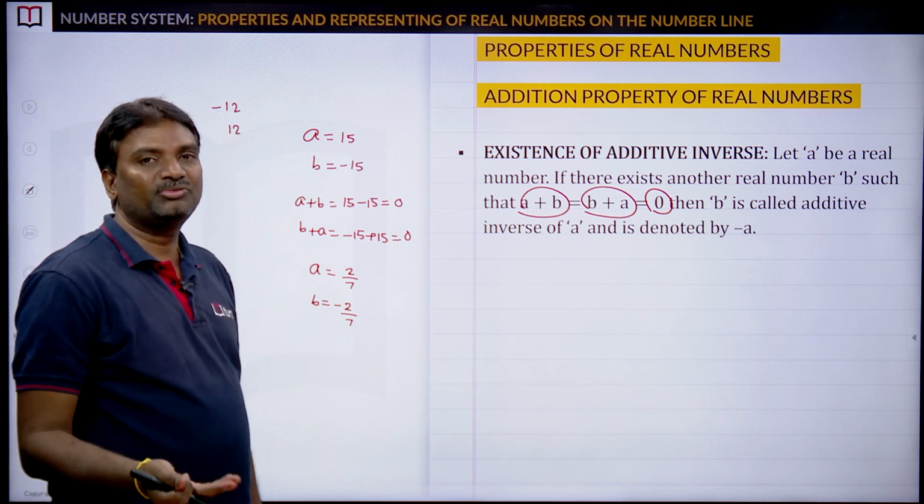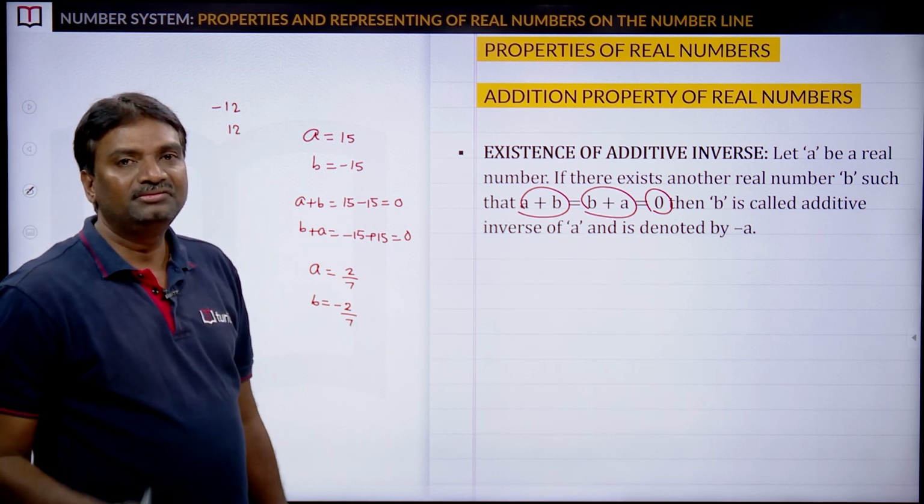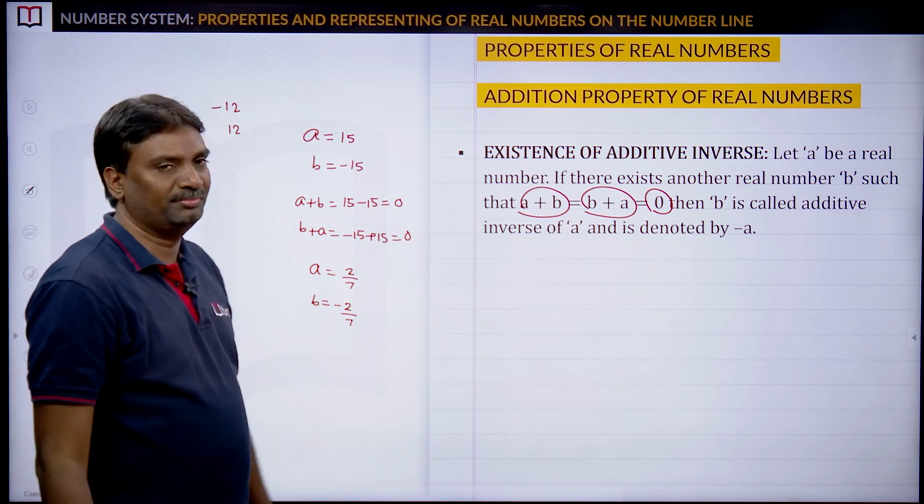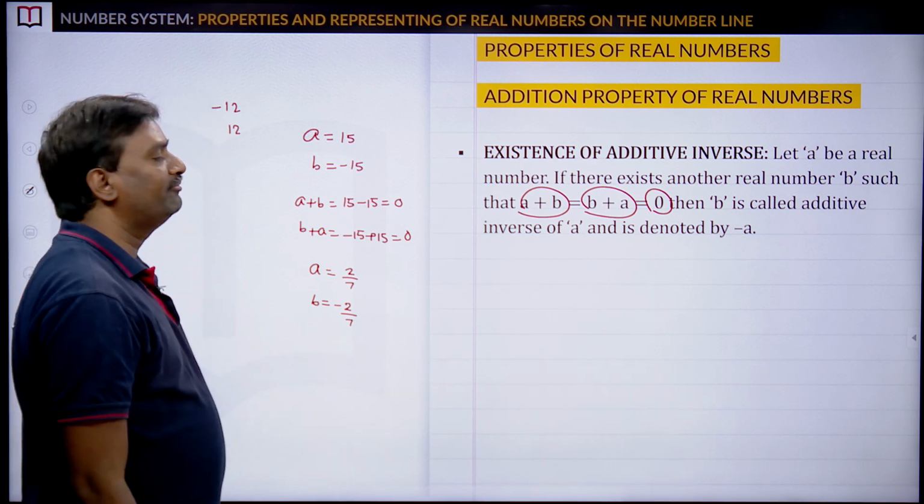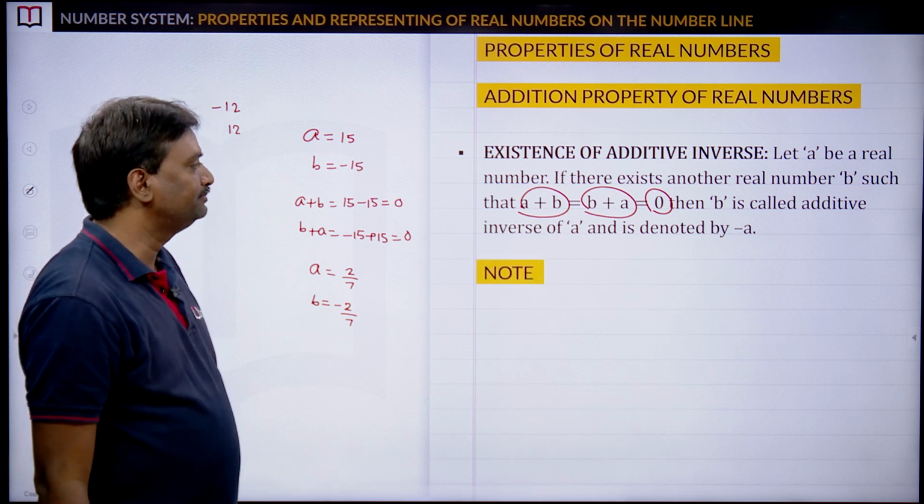Plus 12. So, if minus 12 is there, you can just change the sign. Since minus is there, take plus. So, plus 12 is the additive inverse of minus 12.